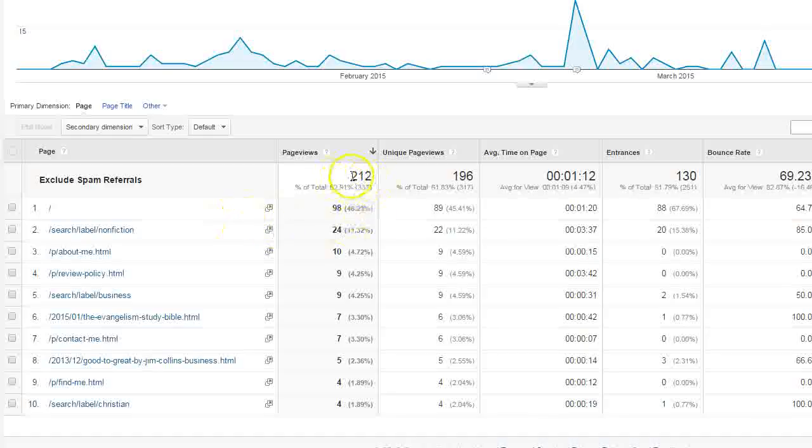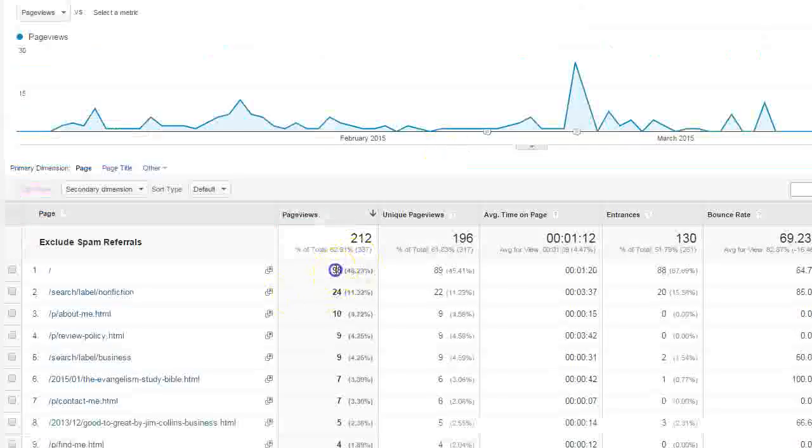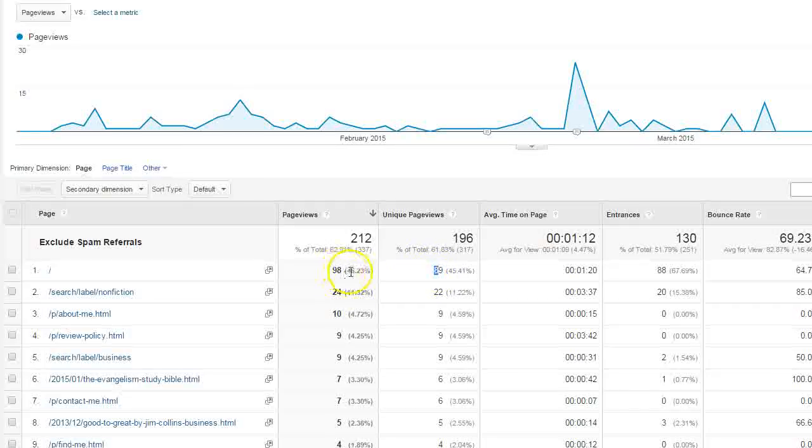So this is just the total number of page views, which you'll note is different from unique page views. So in this case, the home page was viewed 98 times, but it was unique views 89. So look at the difference in there. We're talking about a difference of 9 page views. So that would be that 9 of them were viewed more than once. Again, this is unique one time, and then page views is total.